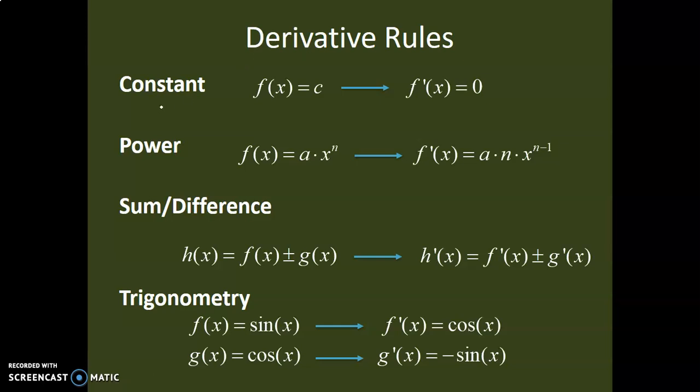So the first rule is the constant rule. If your original function is a constant, then the derivative of that function is 0. So for example, if my original function was f of x equals 7, the derivative would be 0. And if we think about that, f of x equals 7 is a flat line at y equals 7, and the slope, or the derivative, is always 0. It's always flat, so it always has no slope.